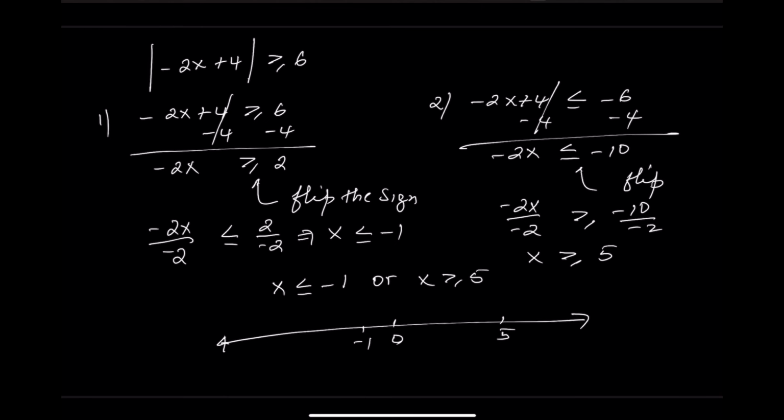Let's graph the solution on a number line. x is less than or equal to -1. Put a closed circle on -1. Remember, we use a closed circle for less than or equal to, or greater than or equal to. Then, draw an arrow going to the left. Next, put a closed circle on 5 and draw an arrow going to the right from 5.